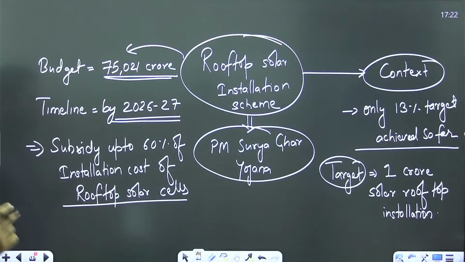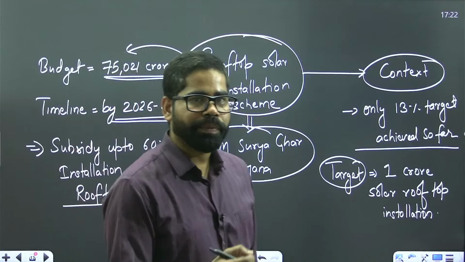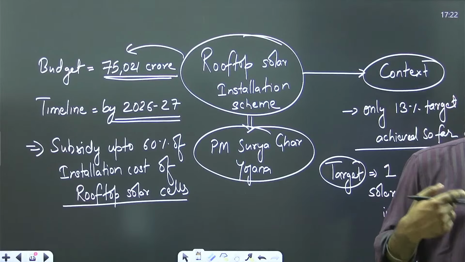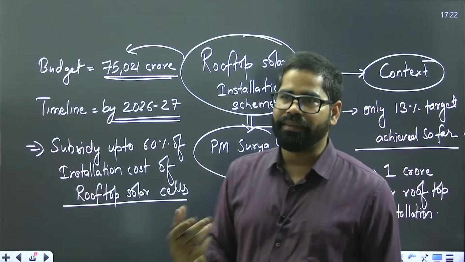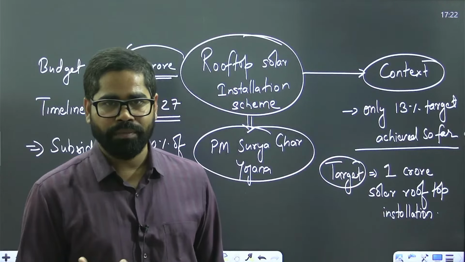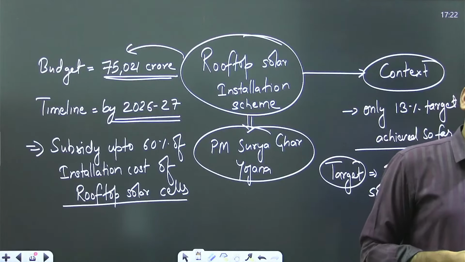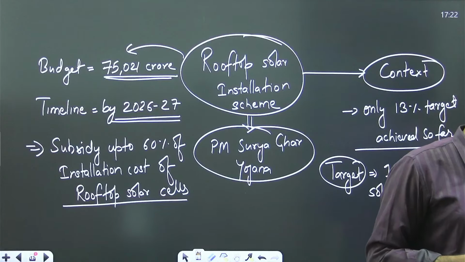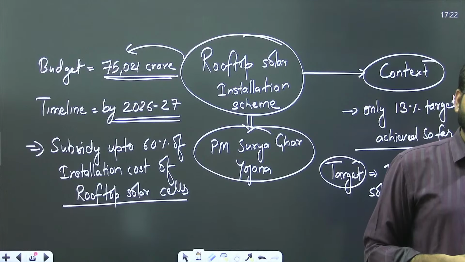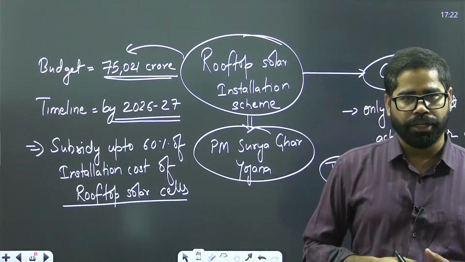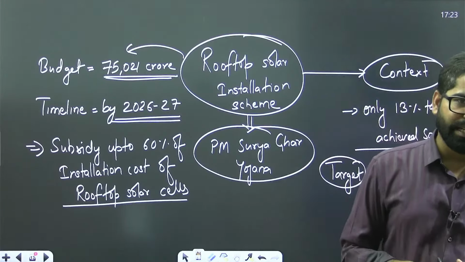There is a limit: 30,000 rupees as subsidy for a 1 kW system, 60,000 for a 2 kW system, and then 78,000, that is the maximum subsidy for 3 kW or higher. So for domestic purposes, it is going to provide this rooftop solar installation, and it is providing subsidy here.